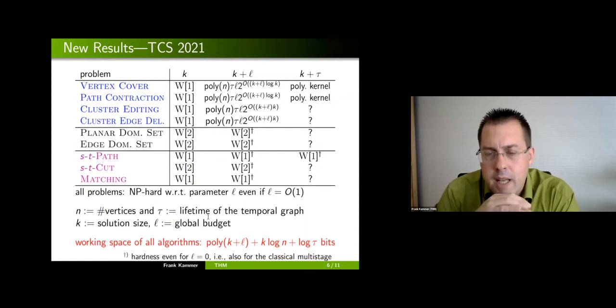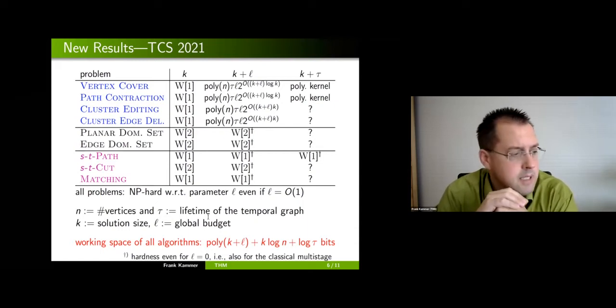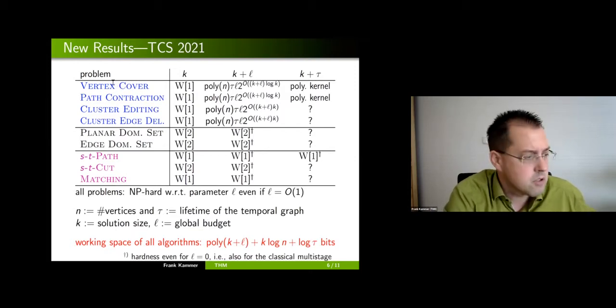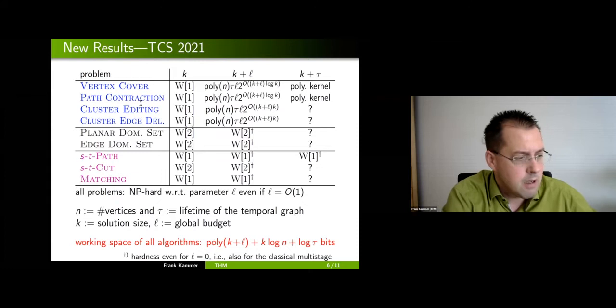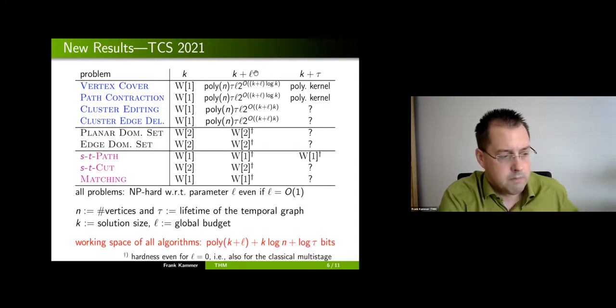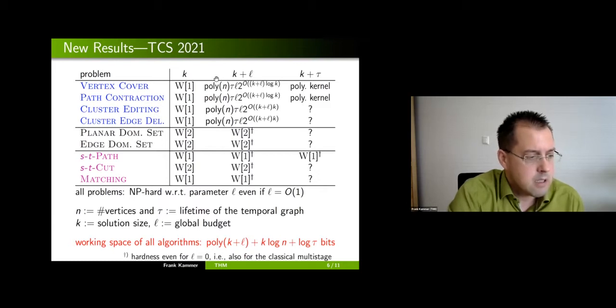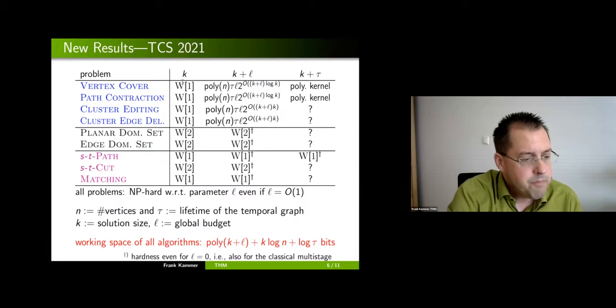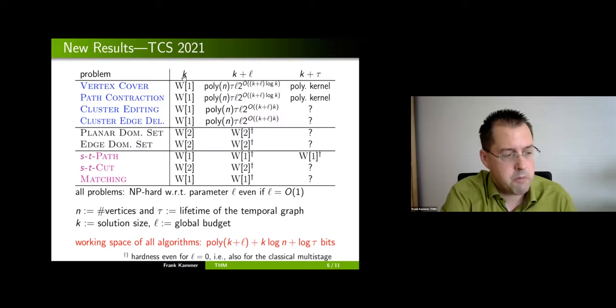And here are now our results, which we recently published in TCS. We have found a framework that allows us to solve all these blue problems more or less in the same way, in running time that is polynomial in n and in tau, the lifetime, and some exponential function in k plus l. And I will present in a few seconds some details how we get this vertex cover result, what our framework is. And at the end of the talk, I will give you some intuition on the W[1]-hardness proof for vertex cover if the parameter is only k.